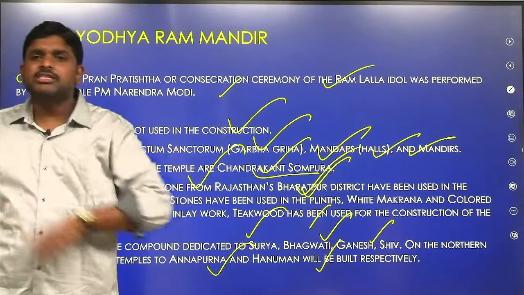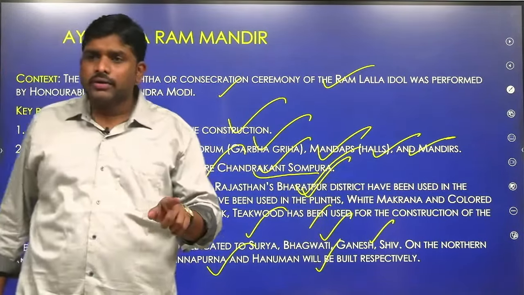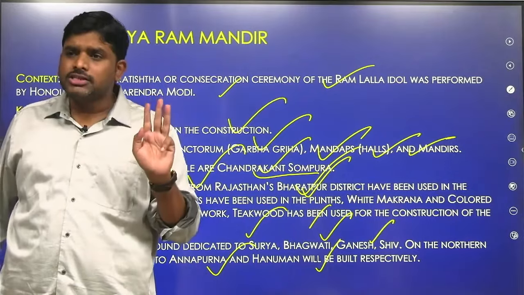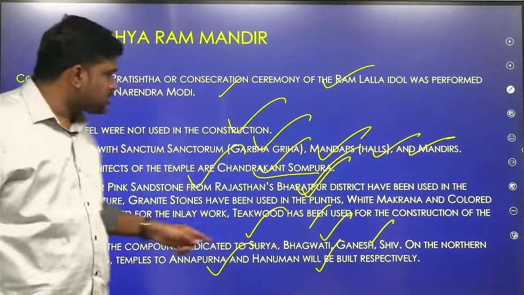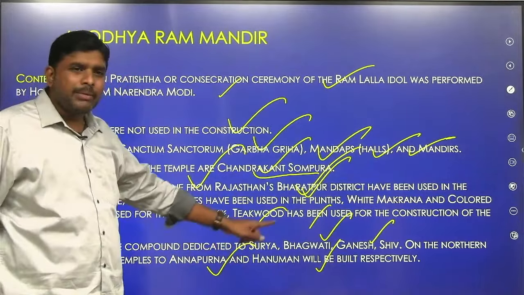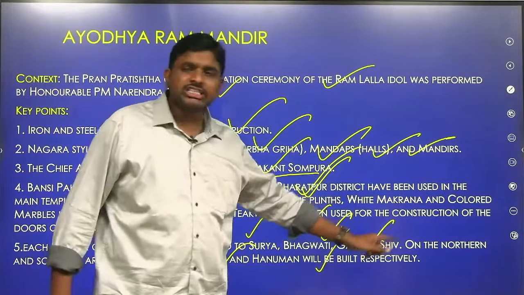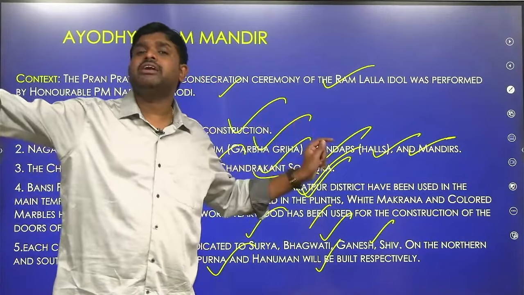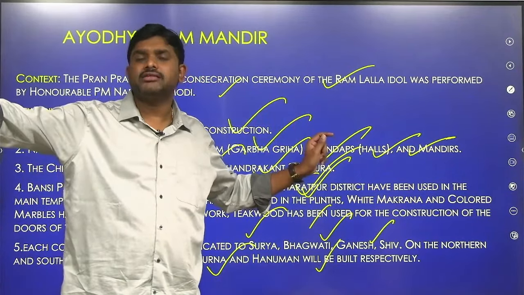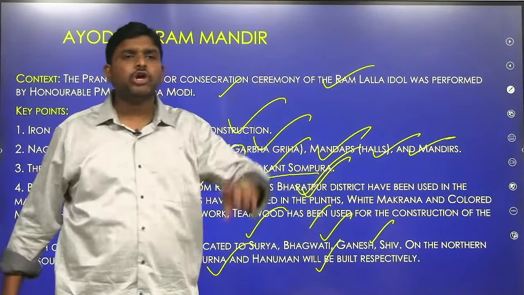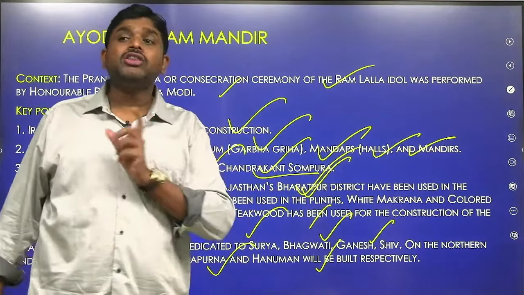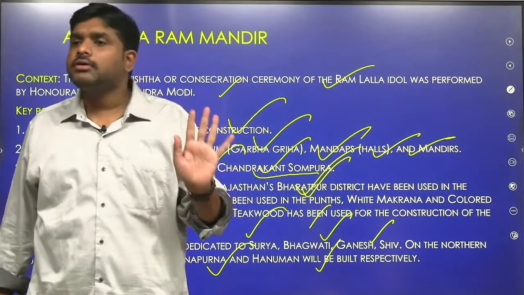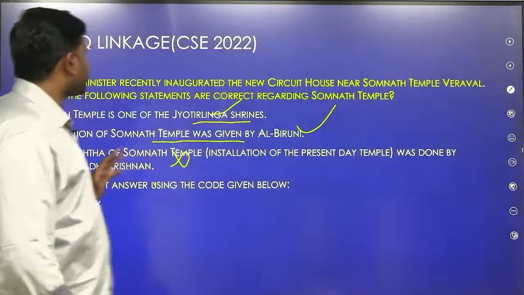There are four temples at four sites: Surya, Bhagavati, Ganesha, Shiva. Other than these four, two big temples are going to be constructed. One is Hanuman, the other is Annapurna. In this way, on the lines of Somnath, we have to study about Ayodhya Ram Mandir.